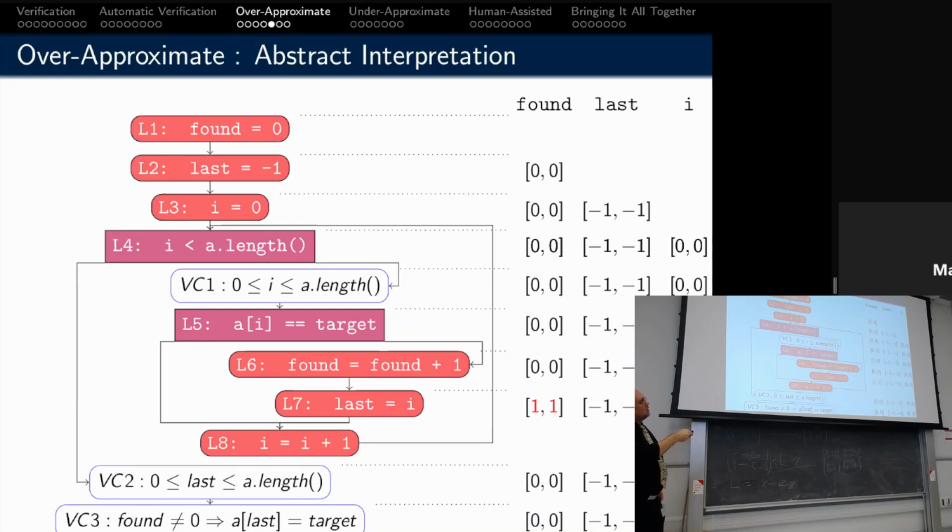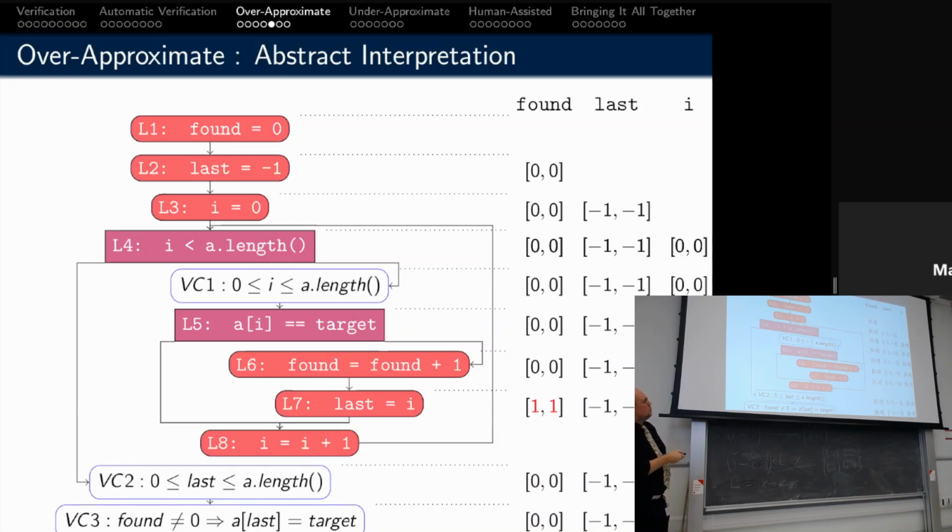So here, found. After executing this, well, found was 0. It can now be 1. If we've taken that branch, it will be 1.